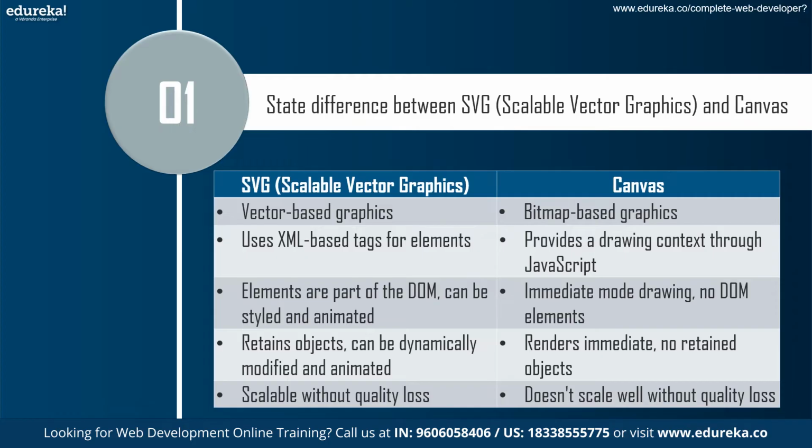modification and interaction. Canvas provides a drawing context through JavaScript for immediate mode bitmap graphics. It renders graphics directly onto the canvas without retaining objects, making post-rendering manipulation difficult. It is not inherently scalable without loss of quality due to its pixel-based nature.